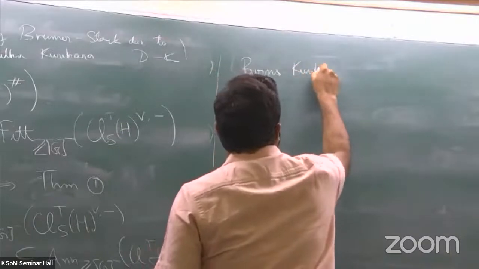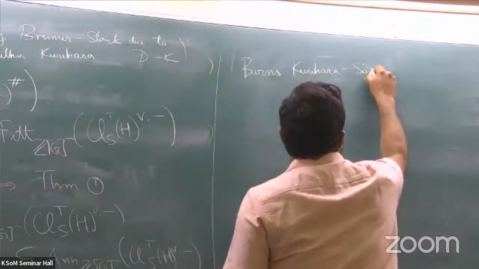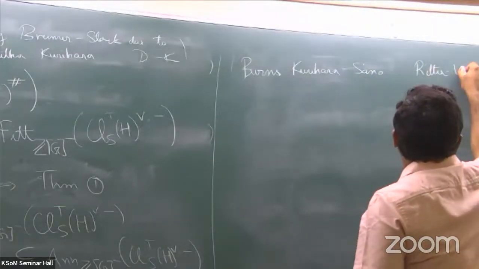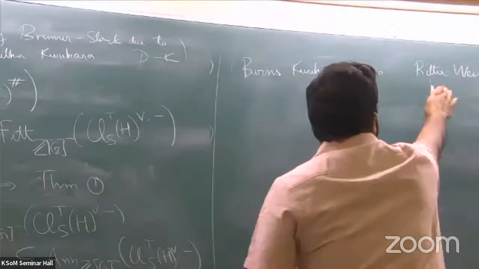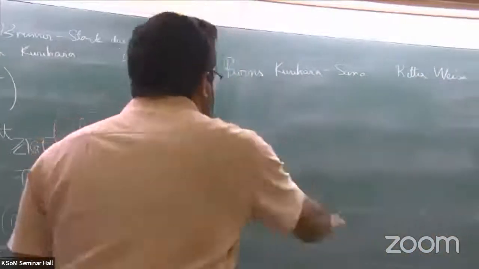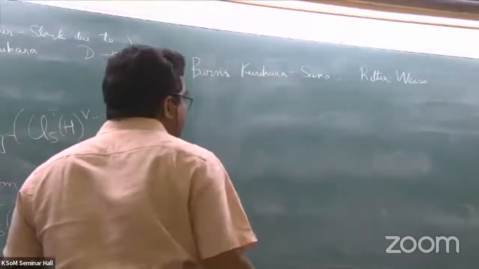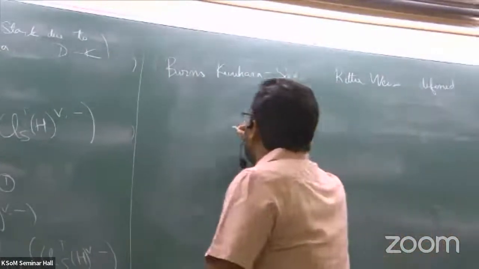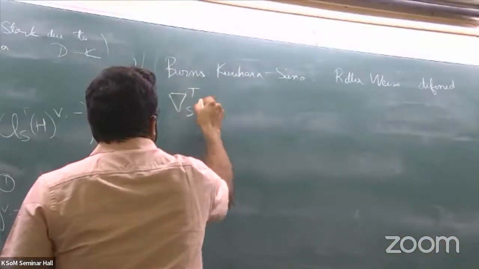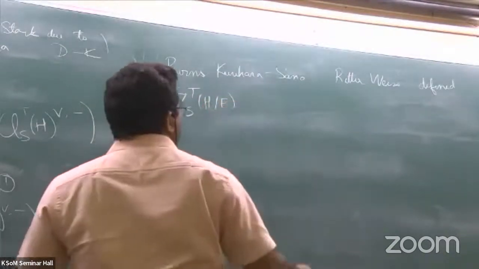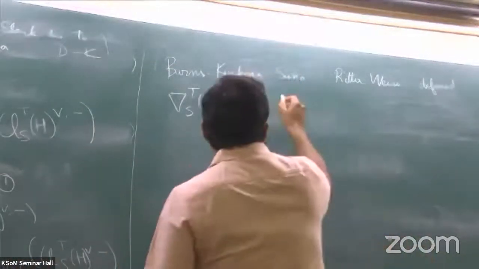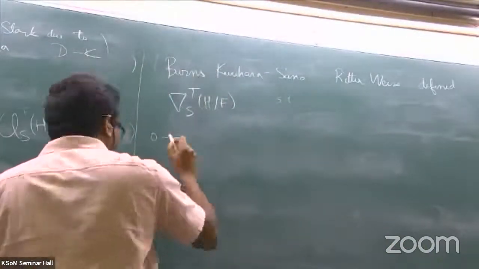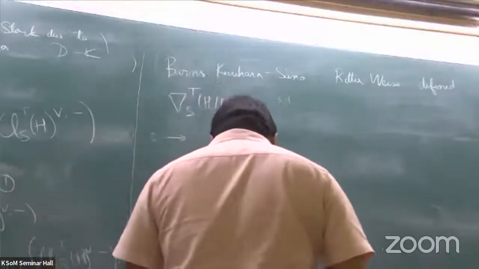Burns, Kurihara, Sano, and before that, Ritter and Weiss. So actually, the construction that we use is due to Ritter and Weiss, and this is much older, from the late 1990s. This is, I think, from 2014. So they define an object that I'm going to call nabla T,S,H over F that sits in a sequence, such that there's some short exact sequence that I'm going to write down here.